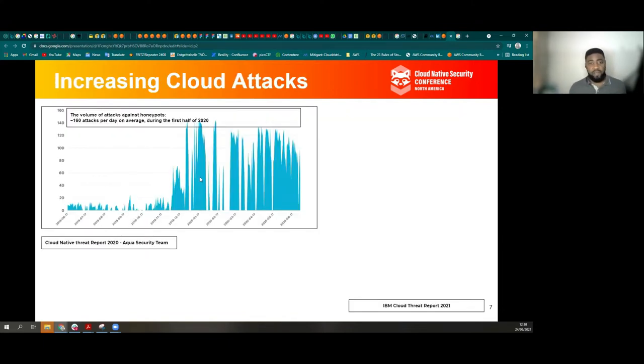And actually, there are a couple of reports that have come out to solidify this statement. For example, we have the Cloud Native Threat Report, which was released last year by Aqua Security. According to them, after conducting a couple of experiments deploying cloud native infrastructure in the wild, they saw as many as 160 attacks per day against this infrastructure. And that was just in the first half of 2020.